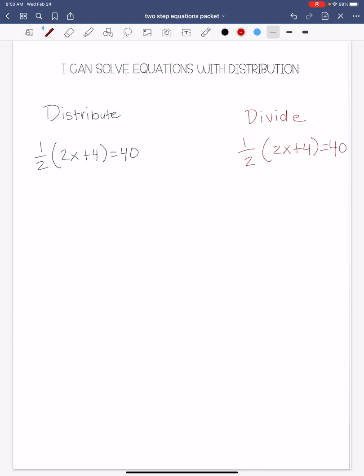And you can decide what's easier. If you want to try this on your own, go ahead, pause the video, come back and double check your work. Okay, so when we distribute first, we need to first simplify the equation.